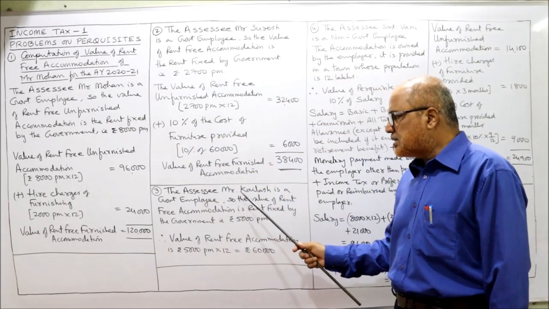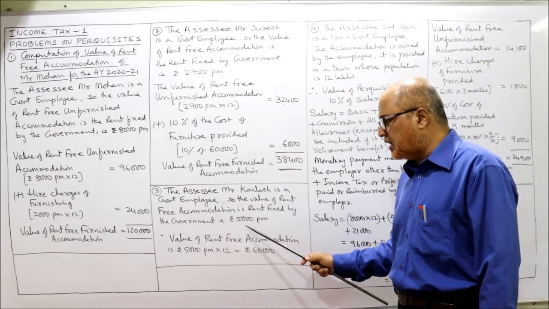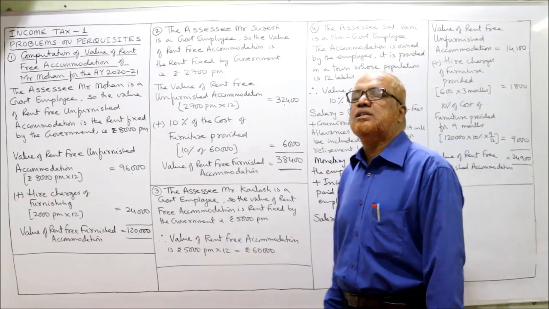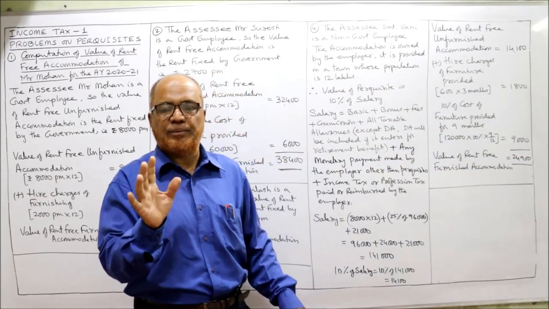Now, the assessee Mr. Kailash is a government employee, so the value of rent-free accommodation is the rent fixed by the government, that is 5,000 per month. Value of rent-free accommodation, 5,000 into 12, 60,000, that's all. We don't require any other information.